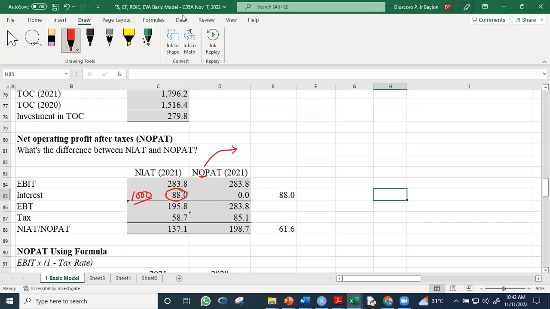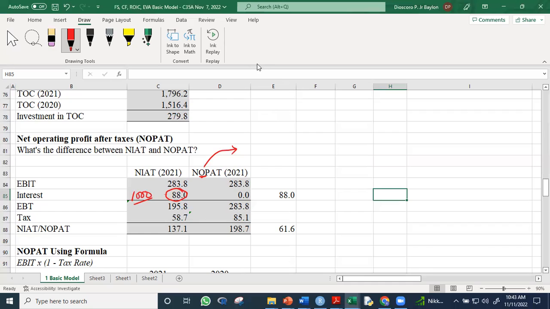What happened to the difference? You may raise your hand, you may unmute yourself, class. What do you think happened to the difference? Anyone, please? Shouldn't the NOPAT be higher than the NIAT by also 88, by the interest expense? So wherein lies the difference, class?